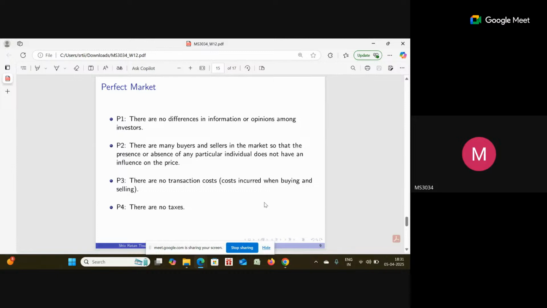The second assumption is that there are a lot of buyers and sellers in the market, so the presence of a particular market player is not going to affect the overall market, and he cannot influence the price. That is the basic concept behind it. Third, there is no transaction cost. So making any transaction in the market, there is no transaction cost. And the fourth one is there are no taxes.